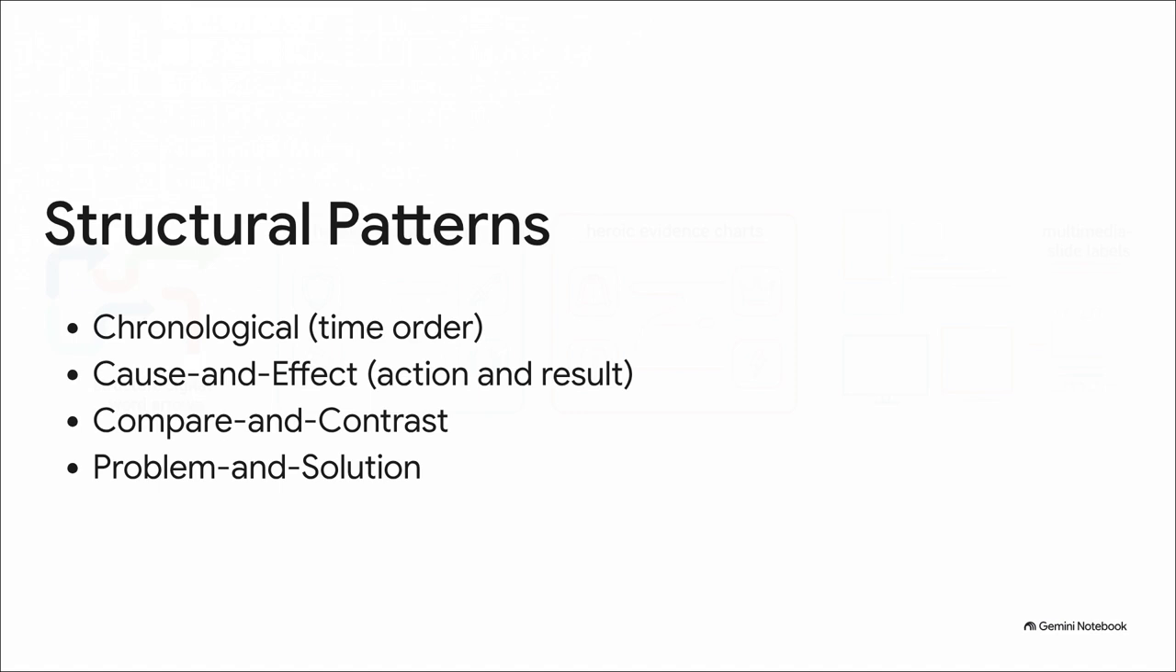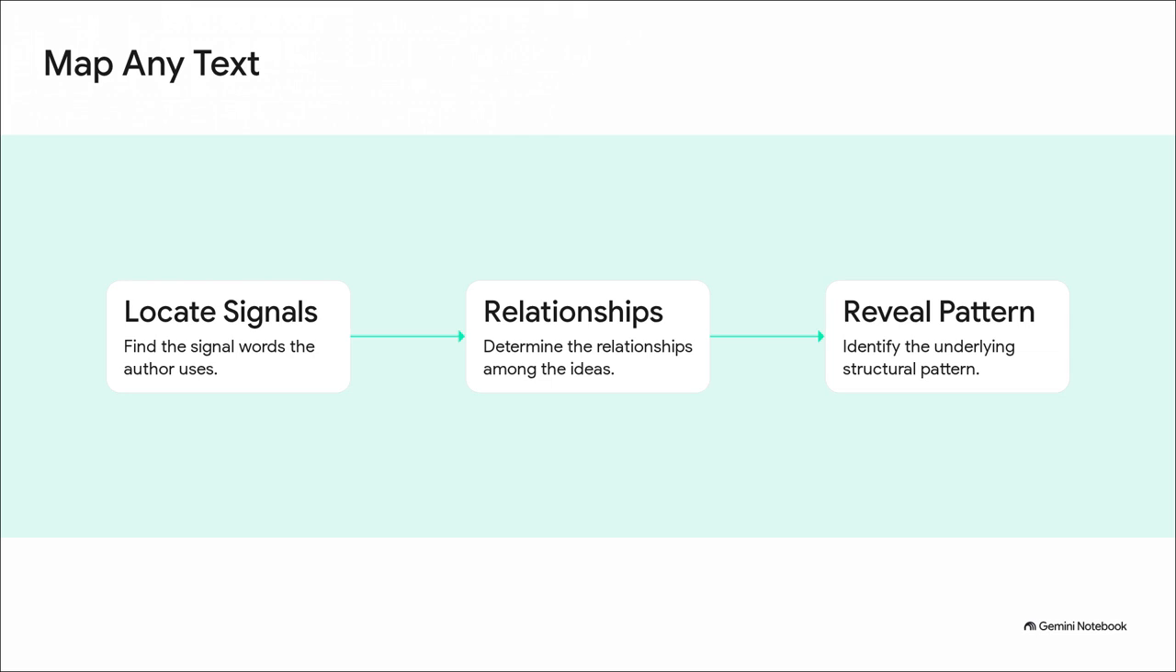Now, the secret to identifying these isn't magic. It's hunting for signal words. These act like secret decoder rings for the reader. So a word like similarly is an arrow pointing straight to compare and contrast, while consequently pretty much screams cause and effect. So how do we actually figure this out in practice?